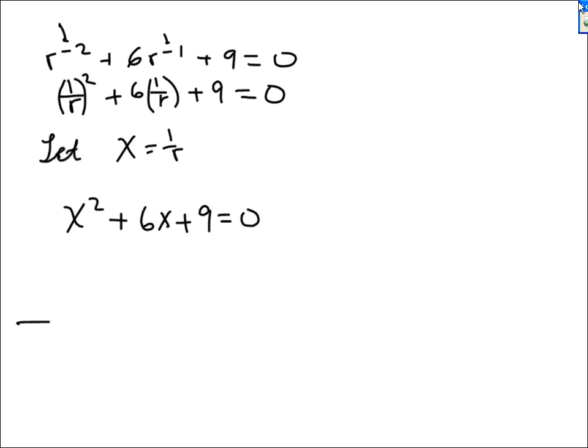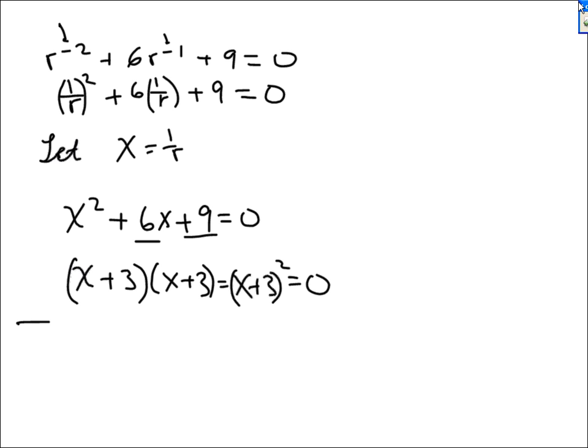Two numbers that multiply up to 9 and add up to 6: well, 3 and 3 do that. This is just x plus 3 squared. And when is it going to be 0? If I multiply the same two numbers and get 0, those numbers have to be 0. So x plus 3 must be 0, which means that x should be negative 3.